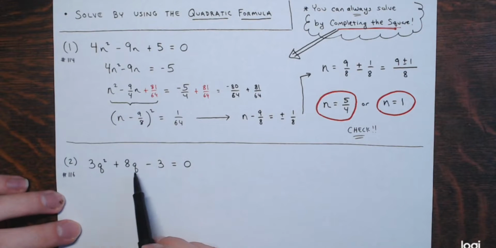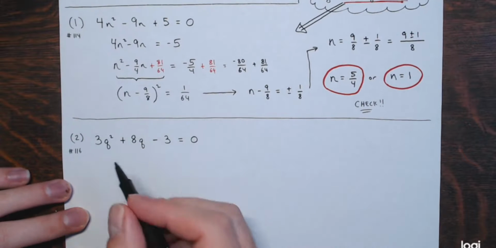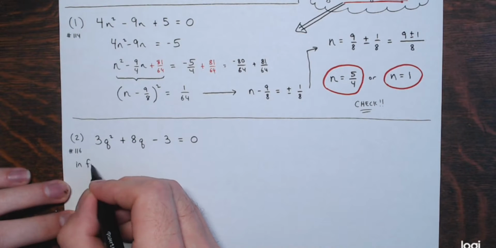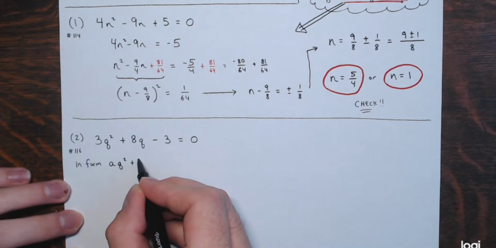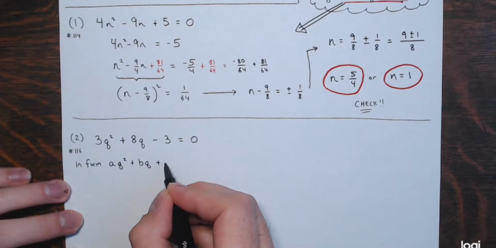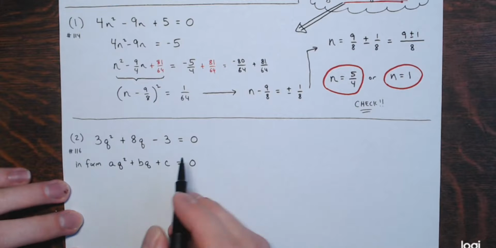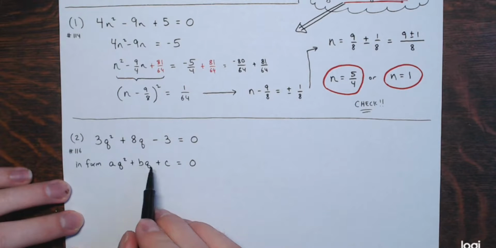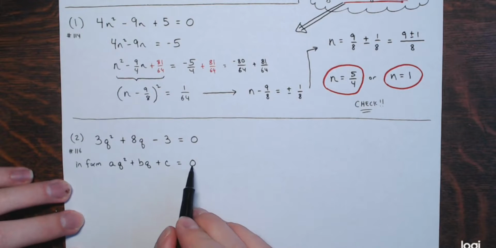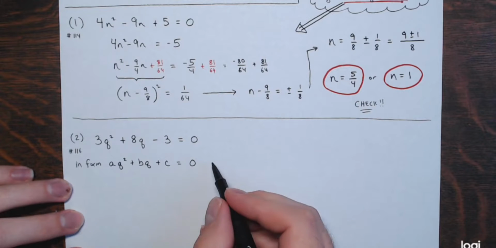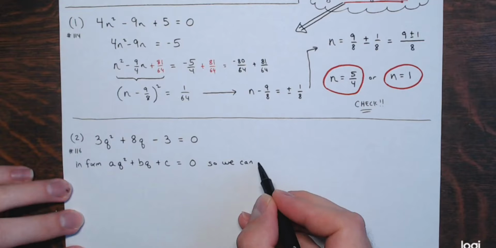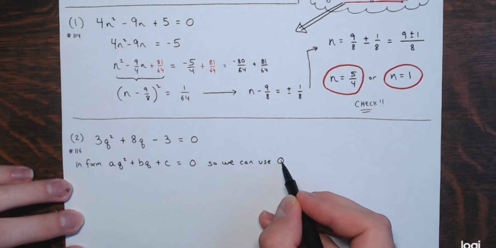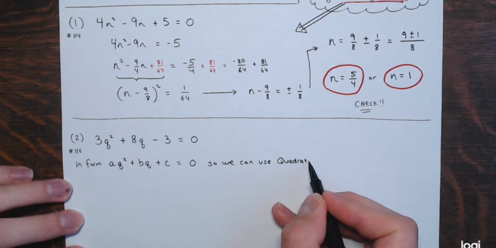Now, this is already in that form. Right? This is in the form a times q squared plus b times q plus c equals 0. Right? It's a quadratic term plus linear term plus constant term equals 0. So we can use the quadratic formula to state the solutions.